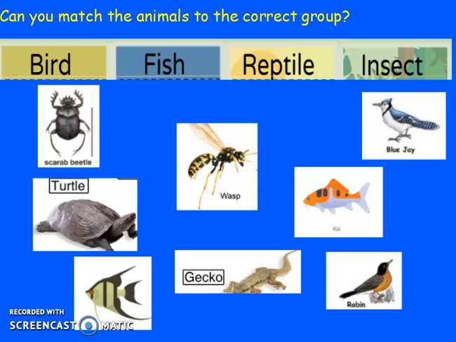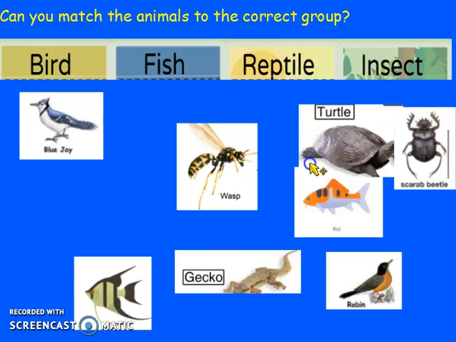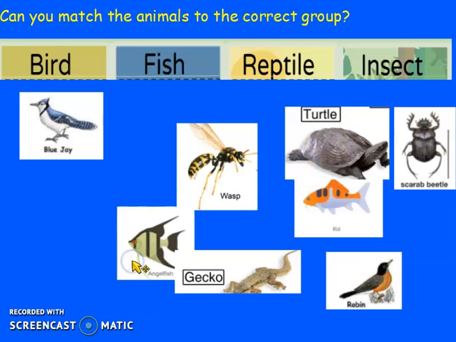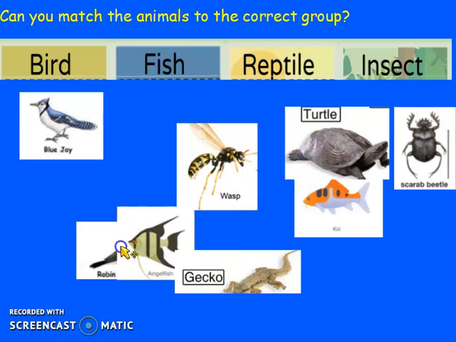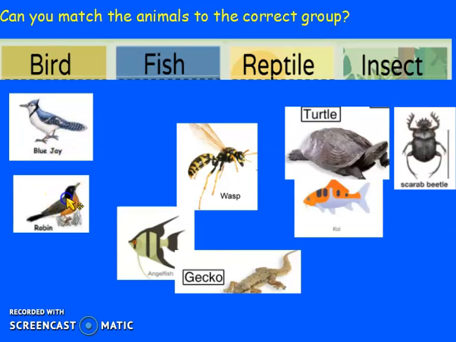Welcome back. Let's have a look at the answers. Could you spot any birds within these creatures? There's a bird called a blue jay. That needs to be in the birds section. There's a bird called a robin. You might be able to spot blue jays and robins in your garden or local community.